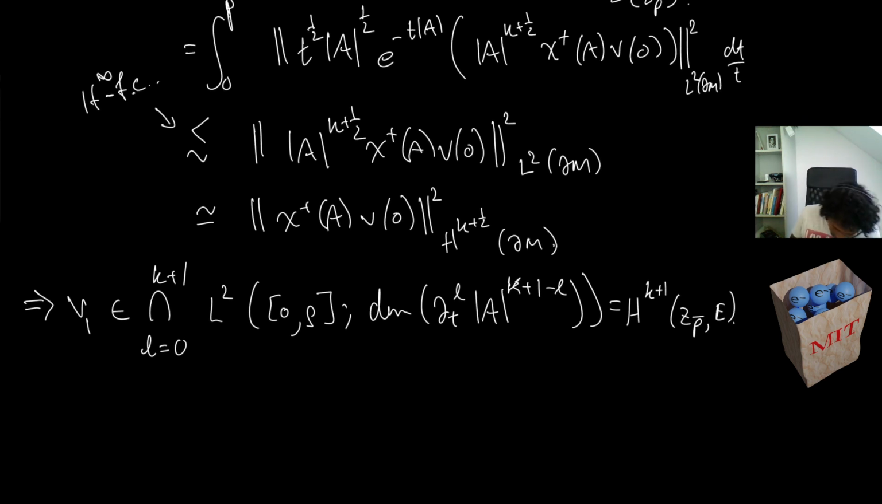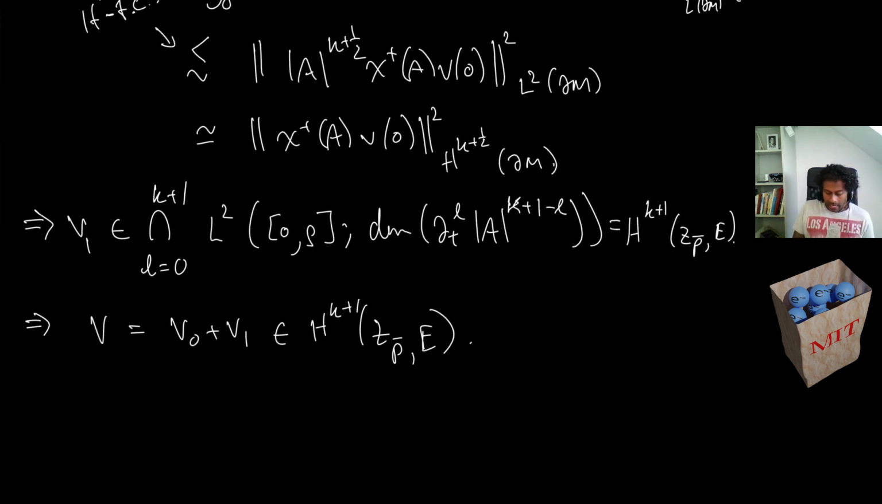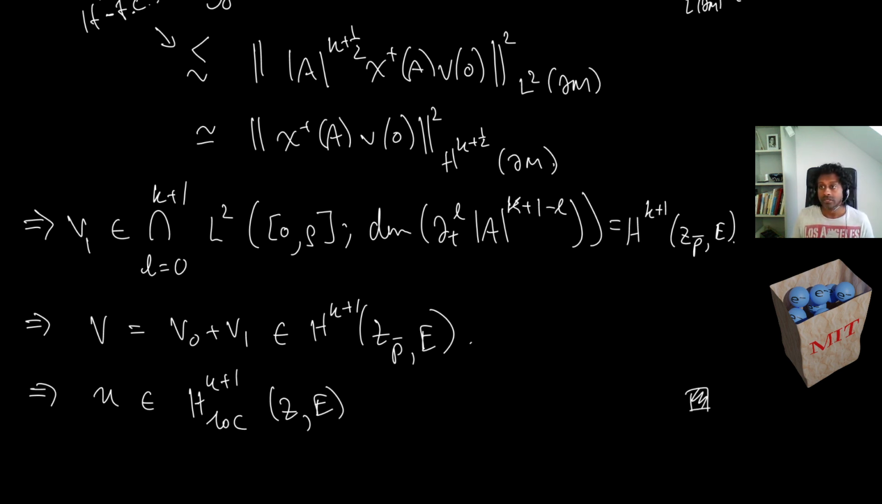Great. So that's good. So that means that V now, which is equal to V naught plus V1, is in H k plus 1 of Z rho bar E. And so this tells us that U is in H k plus 1 log of Z over E. So that's the proof.